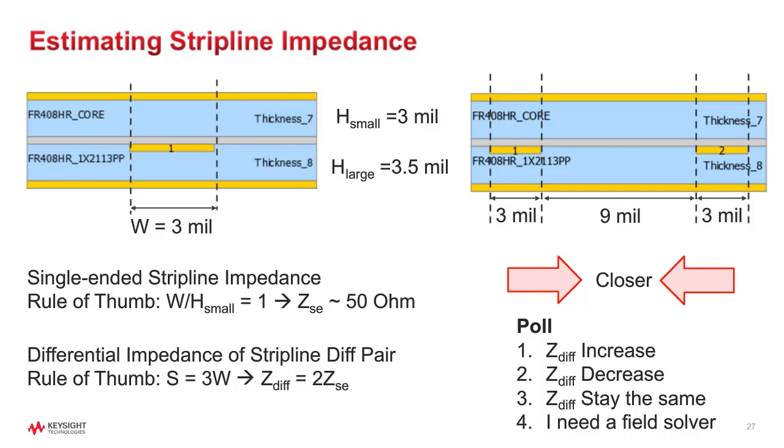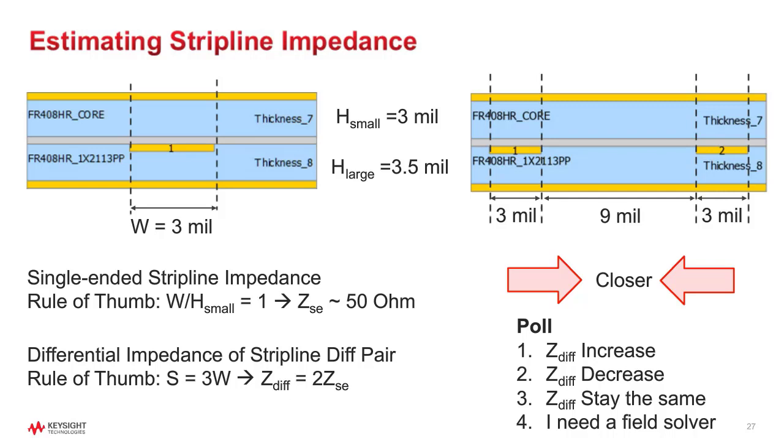Okay, now by this time, this third question, we should be clear that this is a rule of thumb, and let's not pick 4. Let's pick between 1, 2, and 3. And in 5, 4, 3, 2, 1, go. Question is again, when I decrease the spacing of a differential pair, the differential impedance should A, increase, B, decrease, C, stay the same, or D, I need a field solver. You can pick anything but 4. Let's not pick 4 today, or right now.